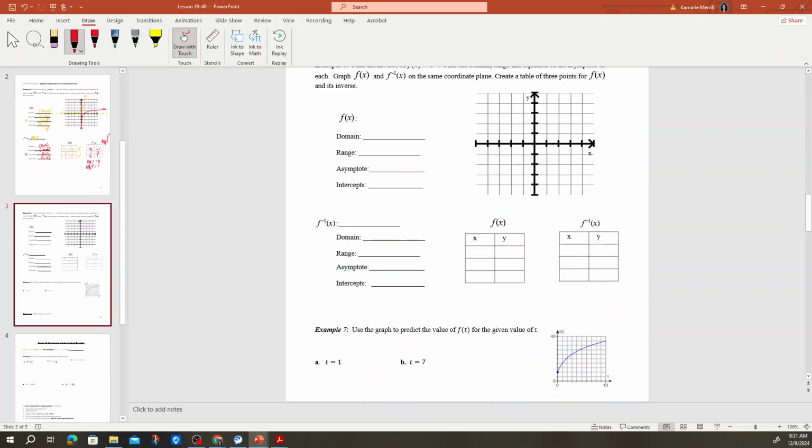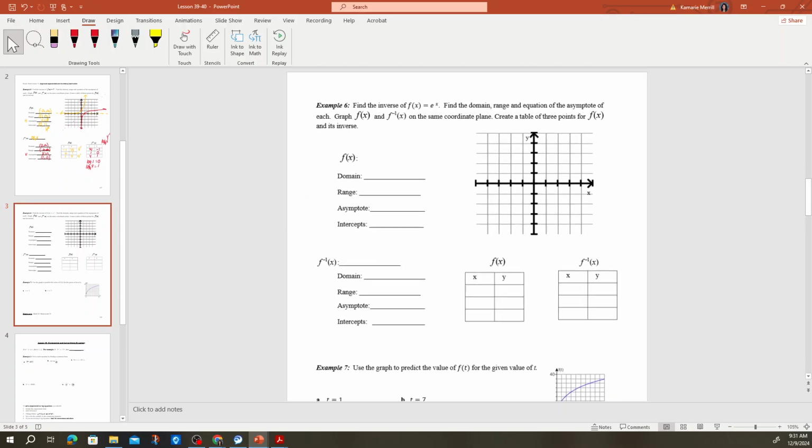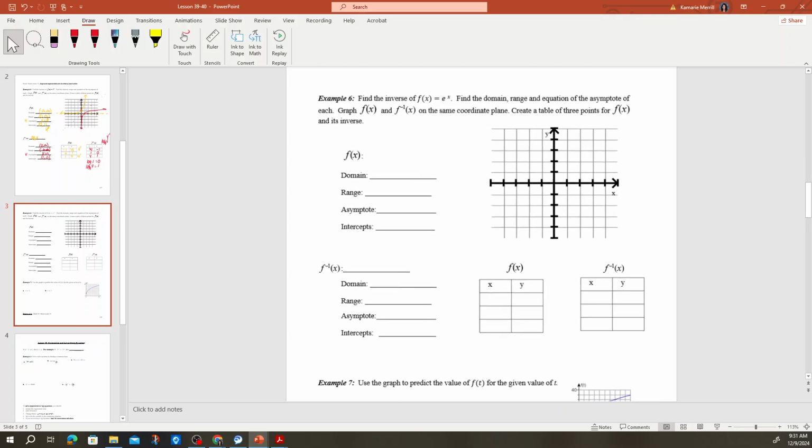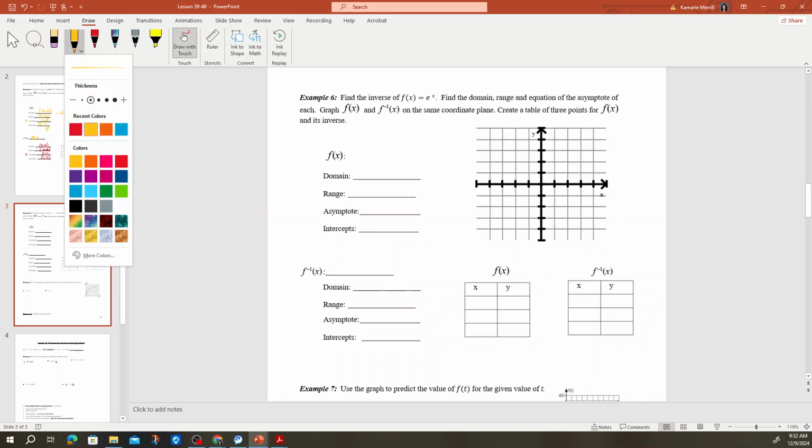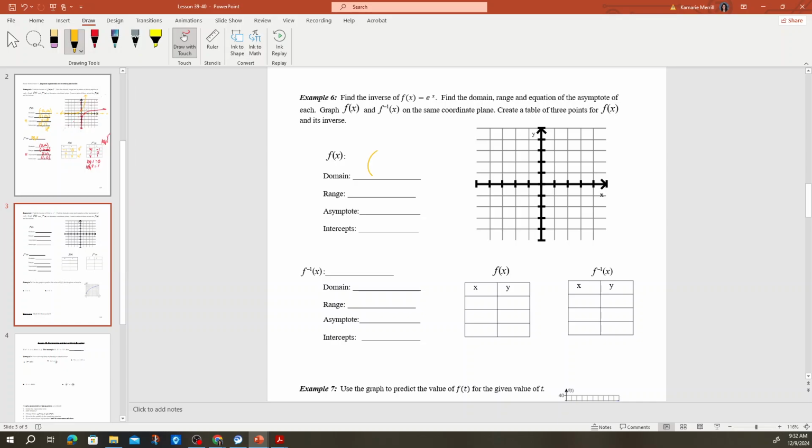So the next slide talks about how your e's and your ln's are also inverses of each other. And so we're going to go through and do the same thing, okay? Your e's domain is going to be all reals, like all exponentials, right? What's its range going to be, like all exponentials without any other shift? 0 to infinity, just like the other exponentials.